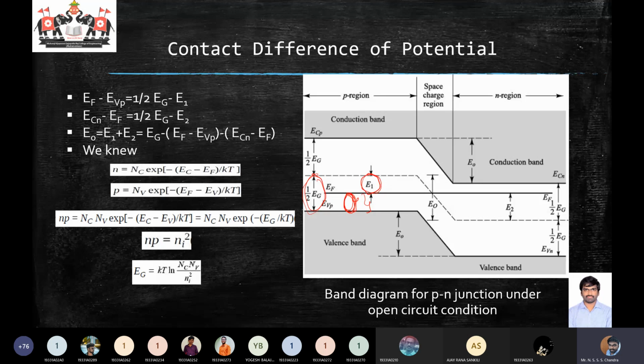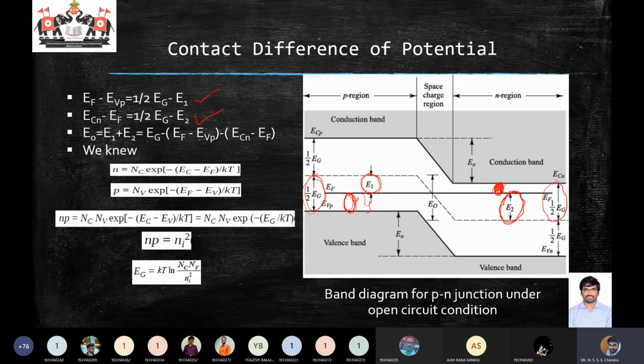Okay. Similarly, if we go to the N side, ECN minus EF. This is ECN, this is ECN minus EF. EF is this one, so we are talking about this difference, this area. This difference is nothing but half EG minus E2. If we remove E2 from half EG, we'll get this ECN minus EF. So we're writing an equation for them.